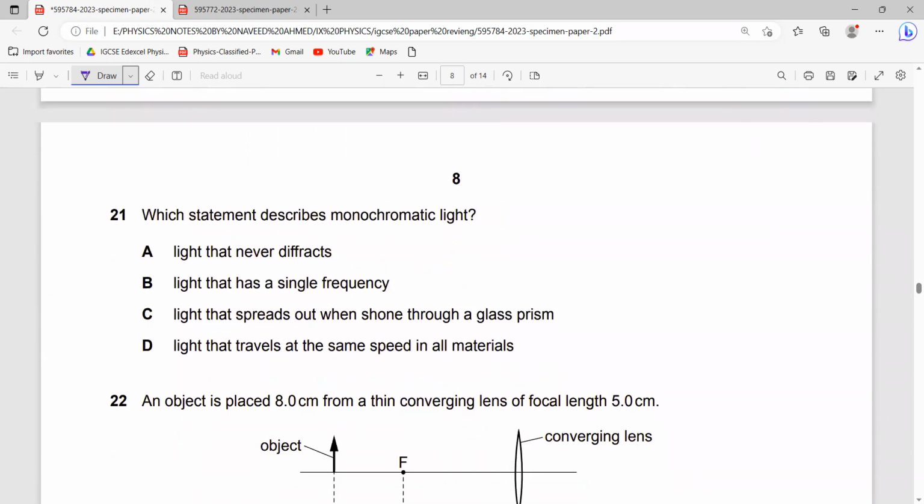In question number 21, which statement describes monochromatic light? So you know monochromatic: mono stands for single, chromatic means single frequency or single wavelength. So option A, light that never diffracts. No. Light that has a single frequency. Yes, it's possible. We also see light that spreads out when shone through a glass prism. No, that is dispersion. D option, light that travels at the same speed in all materials. No, so B is the right option.